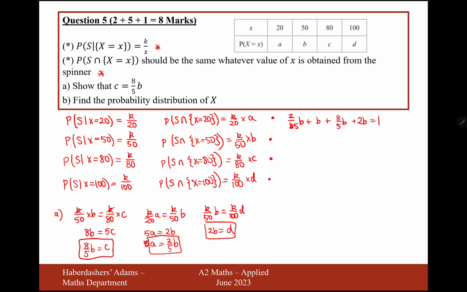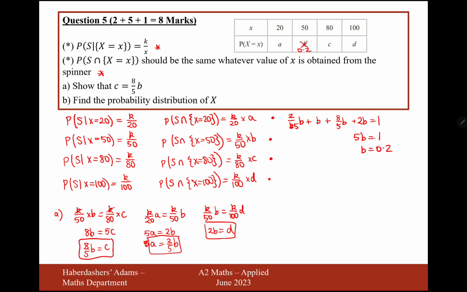So add together all of those terms on the left-hand side. So 2 over 5 on the calculator, add 1, add 8 over 5, add 2. We get 5b equals 1. So therefore b will equal 0.2. So in my probability distribution, b is now 0.2.